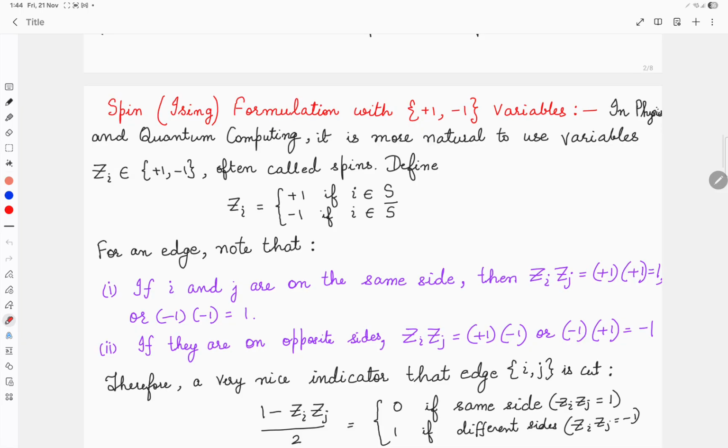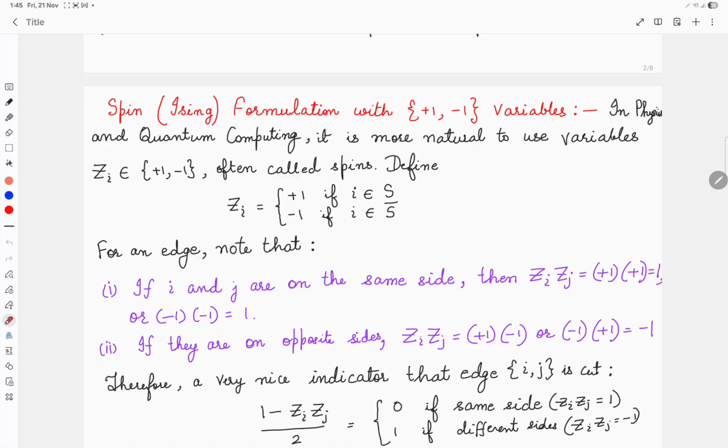Now, in physics and in quantum computing, it is more natural to use variables zi, which are basically +1 or -1, and these variables are often called the spins, right? So let us define this variable zi and how these are spins.